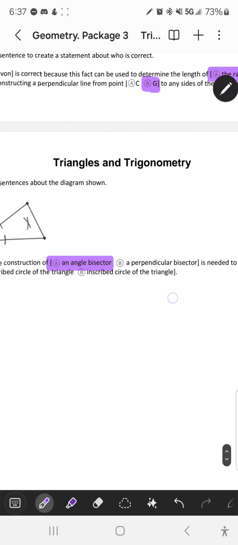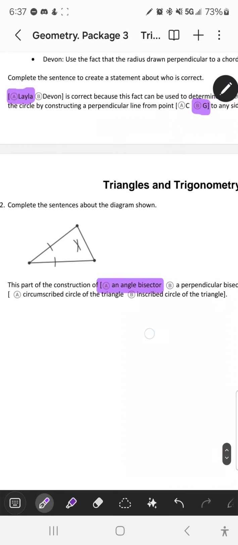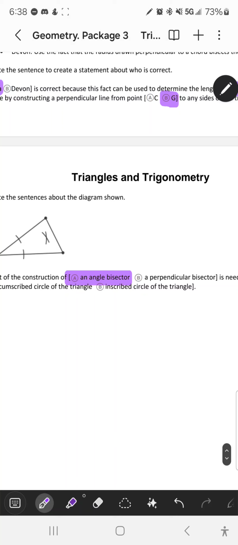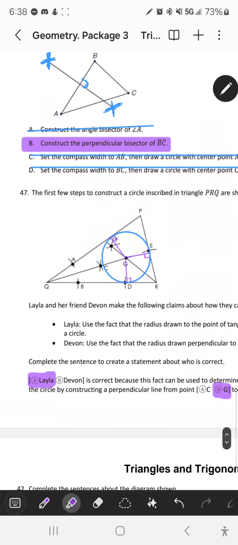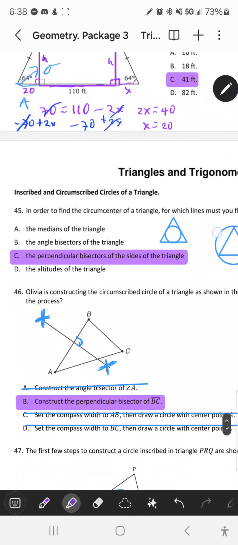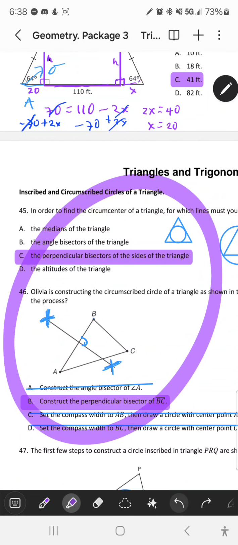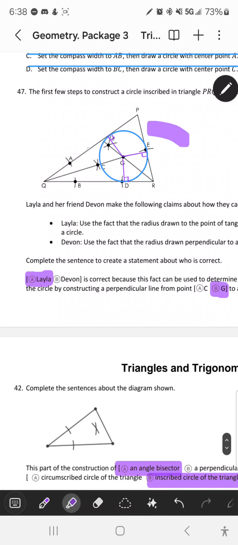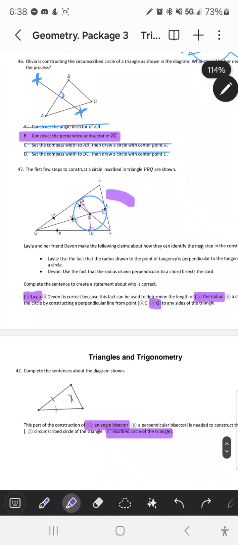An angle bisector gives the inscribed circle of the triangle. A perpendicular bisector gives the circumscribed circle of the triangle. The circumscribed is what we did in the first two, and the inscribed is what we did here, which is with the angle bisectors.